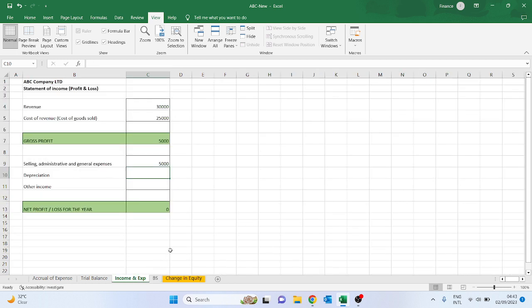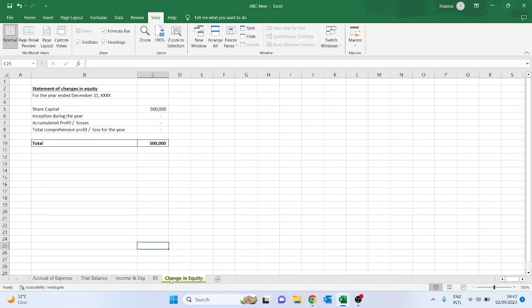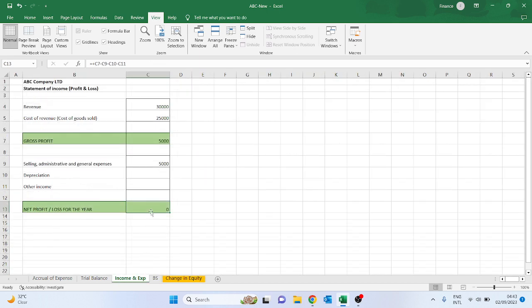Here you can see the income and expenses. We don't have any profit. It is zero now because we have entered only one entry of selling and admin expenses, the salary payable as on 31st of August 2023. There are no changes here. Also in changes in equity, there is no change because there is no loss yet. It is zero.